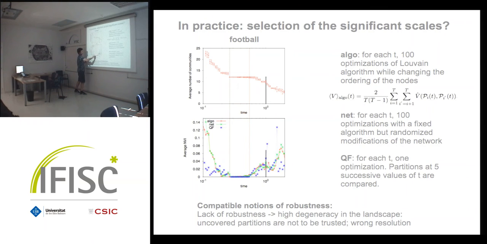When you get something very robust, it means that even if you have some noise added to the system, you always find the same solution. And here you get something again where you have a lack of robustness appearing. And these are the solutions that can be seen to be the most relevant ones.